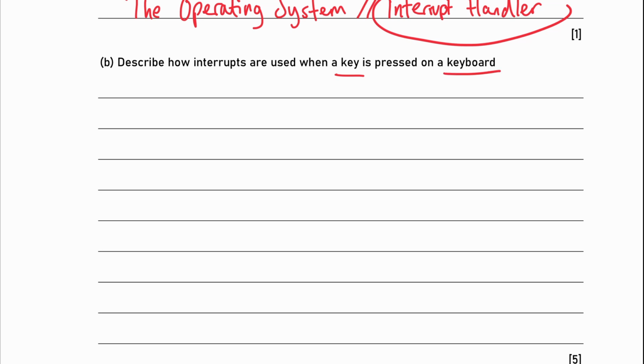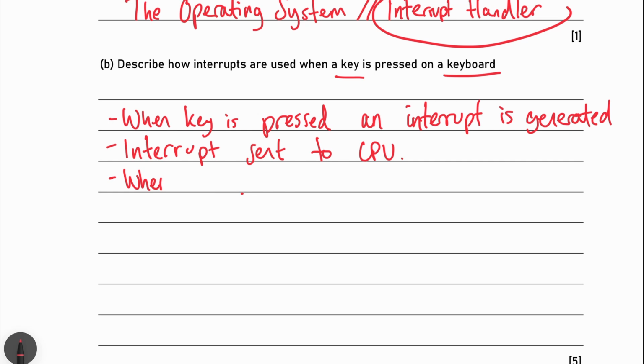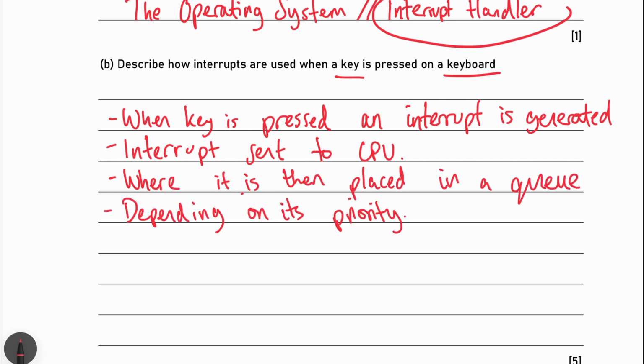So first and foremost, when the key is pressed, an interrupt is generated. So 1 mark for saying that the interrupt is generated when the key is pressed. The interrupt is then sent to the CPU, where it is then placed in a queue, and the queue will depend on its priority. So if the interrupt has a very high priority, it will go to the front of the queue. Otherwise, it will just go behind the more important priorities that are ahead of it.